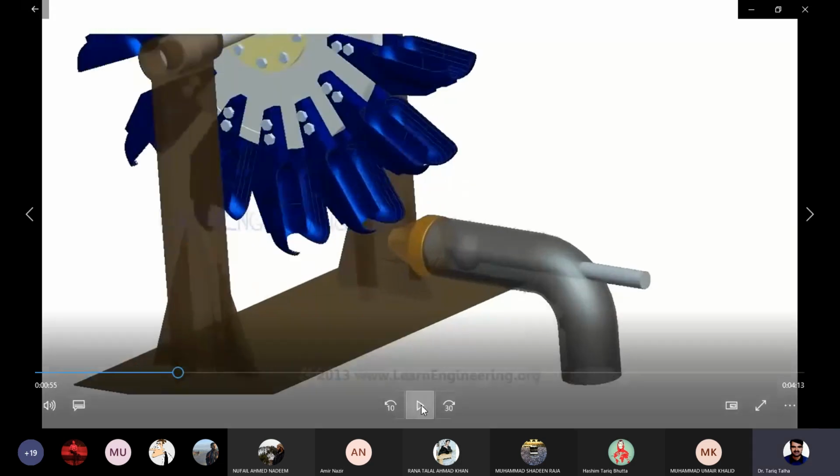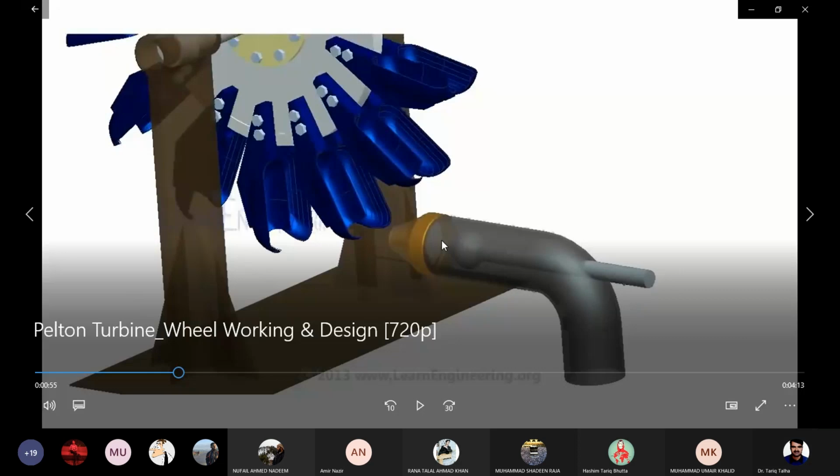This is a spearhead, so if it goes inside the nozzle, the volume flow rate would decrease. But if it comes out, it means that the maximum volume flow rate can move through this nozzle.